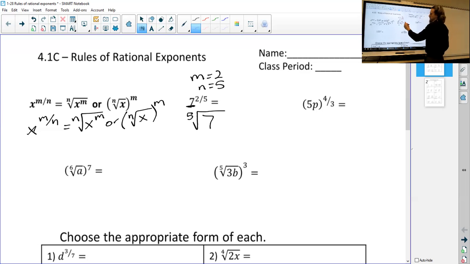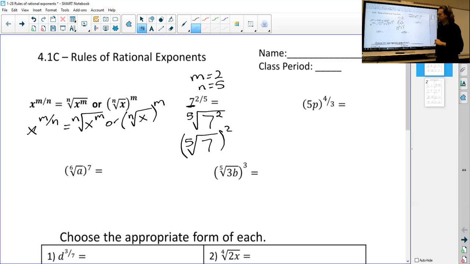And then two ways we could write this. We could either put the 2 here for m, or we could write it with parentheses. So you say the 5th root of 7 raised to the 2nd power. Okay. This way works a lot better, this top one, if you only have one thing as your base. Like we just have 7 here, so I can say 7 squared, no problem.